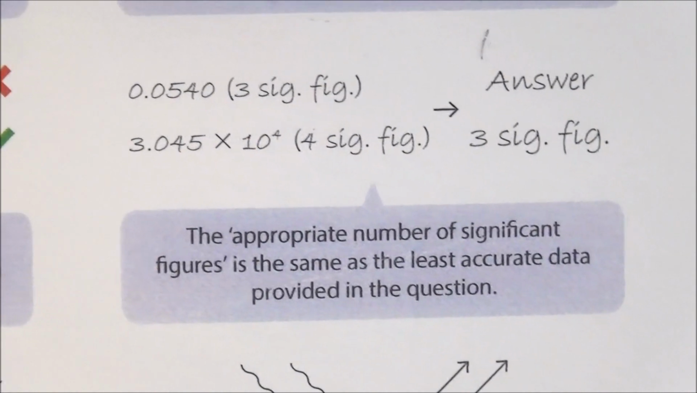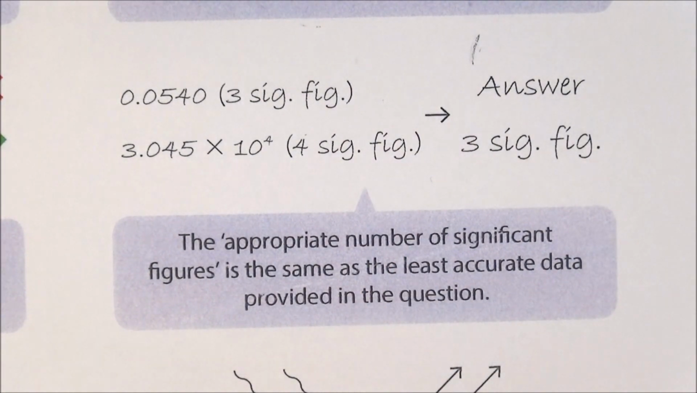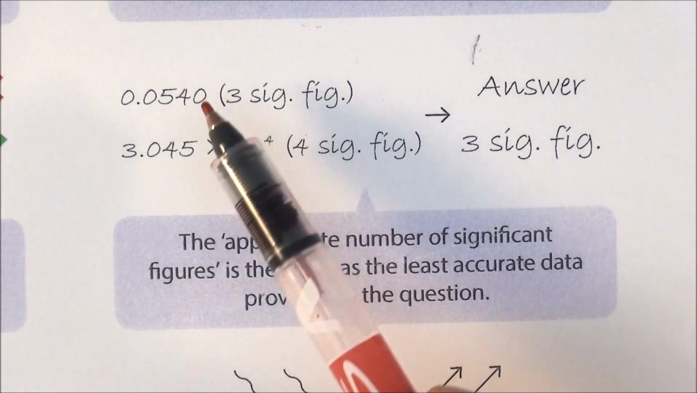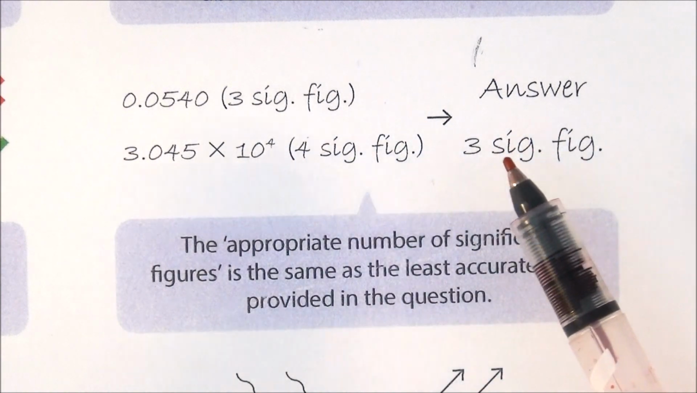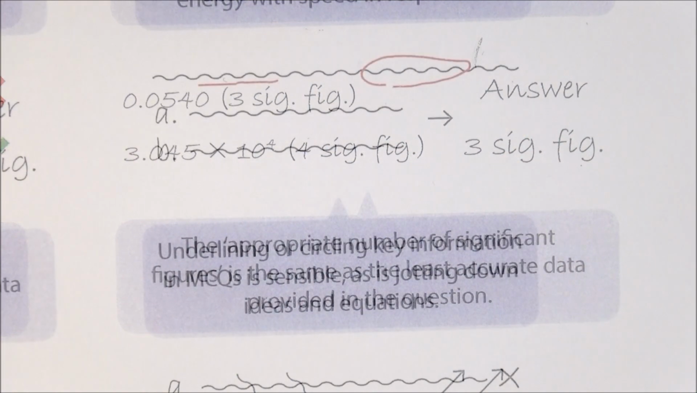And in terms of significant figures, make sure that you do use the appropriate number of significant figures. And this is the same as the least accurate data provided in the question. So for example, if you have something to 3 and something to 4, your final answer should be given to the least amount, which is 3 significant figures.